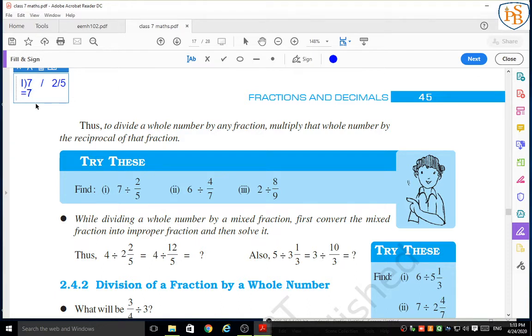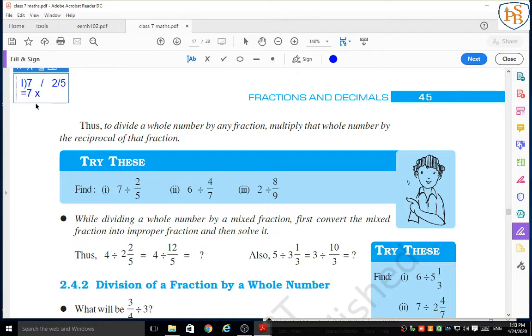Now this divide process we have to convert into multiplication. That means we have to multiply that number 7 with a fraction, so we will write a multiplication sign. But how can we multiply this? We have to multiply this 7 with the reciprocal of the fraction.